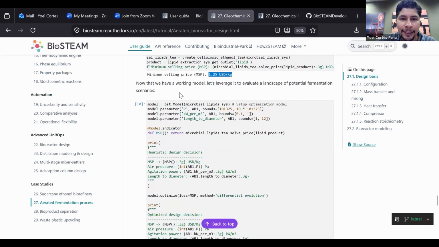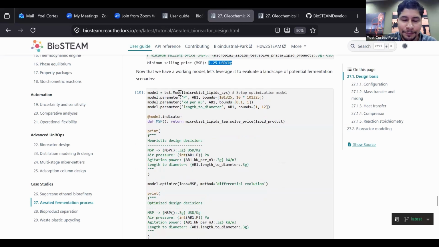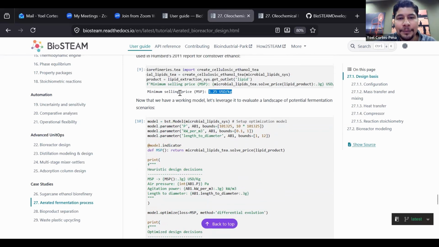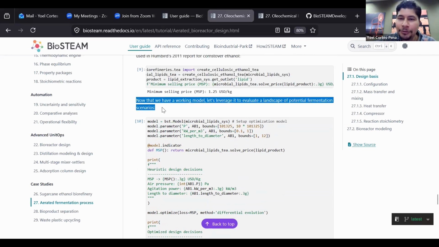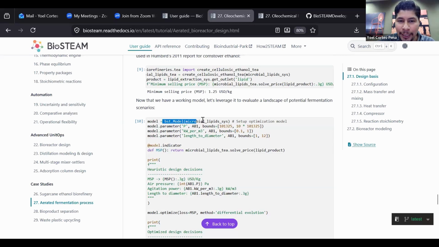And finally here, I'm not sure if anyone here is doing optimization, but this might be useful for you if you ever want to conduct rigorous optimization of your entire process. So although you could do it by yourself using SciPy or any other Python package, making your objective function that simulates your entire process, BioSTEAM already includes features to help automate that process. So here we can do this through the model object.